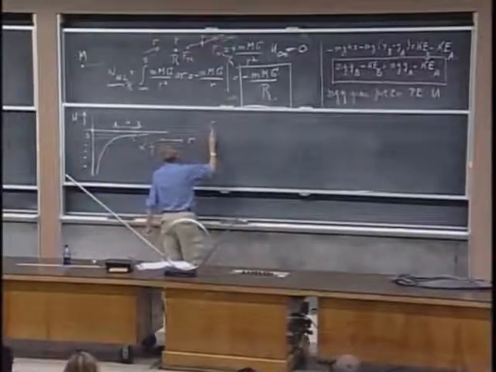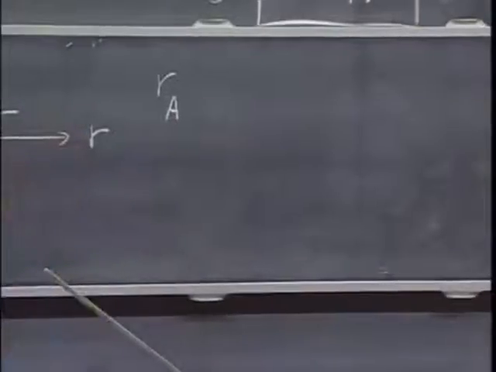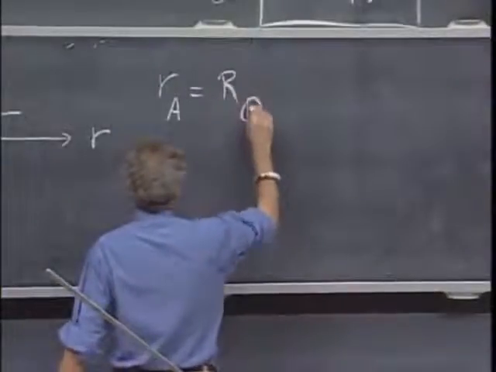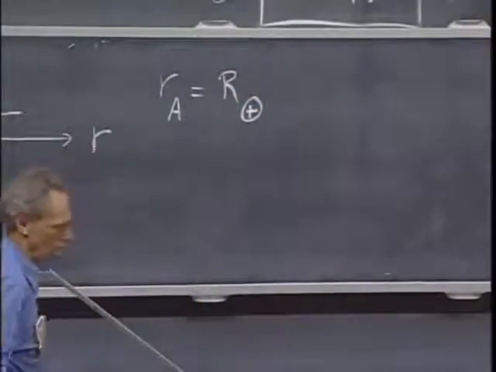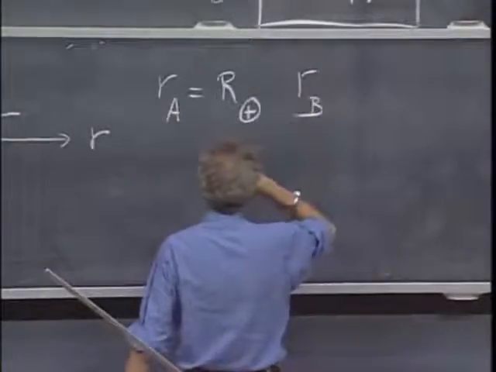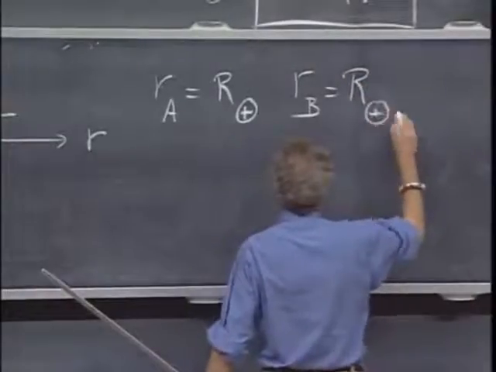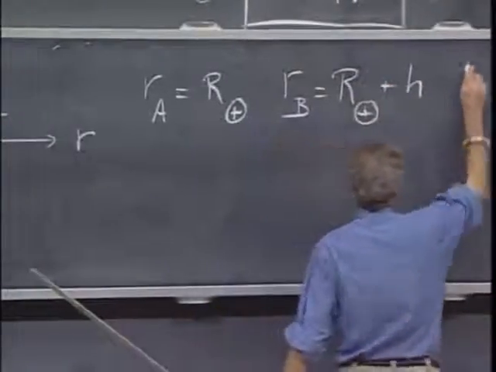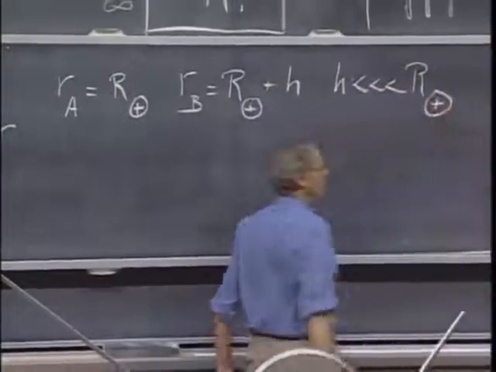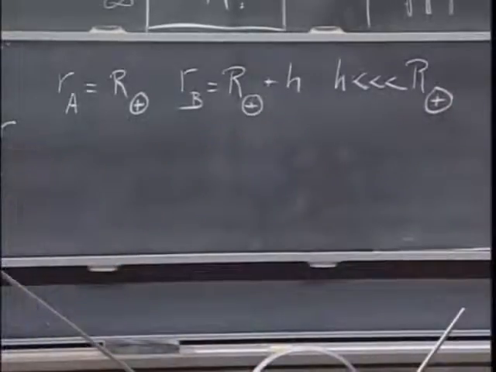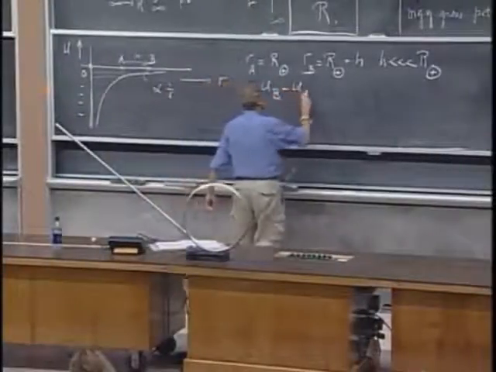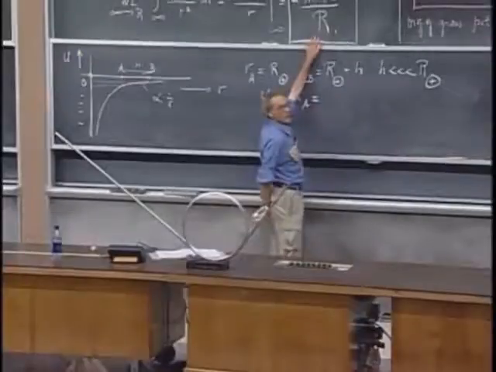Take a point A in space, which is at a distance r from the center of the Earth. I start at the surface of the Earth itself, so the radius is the radius of the Earth. And I go to point B, which is a little bit further away from the center of the Earth, only a distance h. And h is way, way, way smaller than the radius of the Earth. So I can now calculate the difference in potential energy between point B and point A. And I should use this equation.